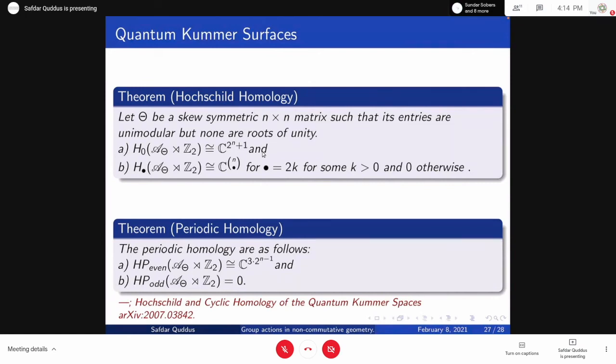So what we have seen here is that for the quantum Kummer surfaces also the same thing is happening, and similar Hochschild and cyclic groups are coming into existence. This periodic homology is a corollary. That's not a big thing, actually. The main part of this is trying to understand the Hochschild homology. So it turns out that even the Hochschild homology is the same as what was expected.